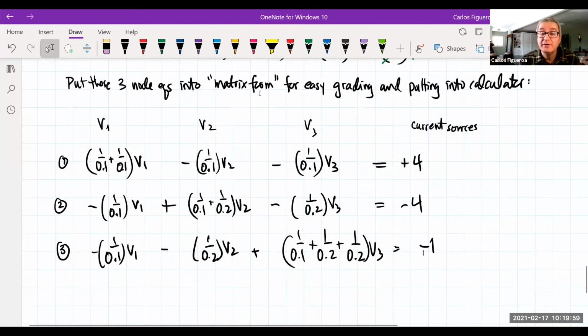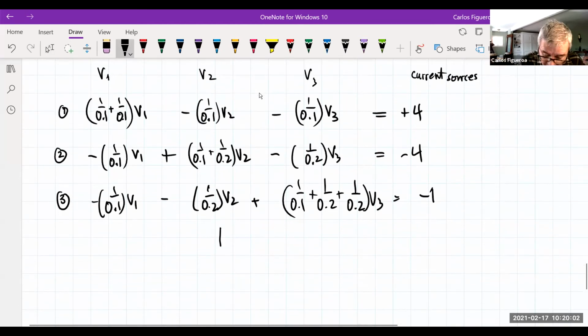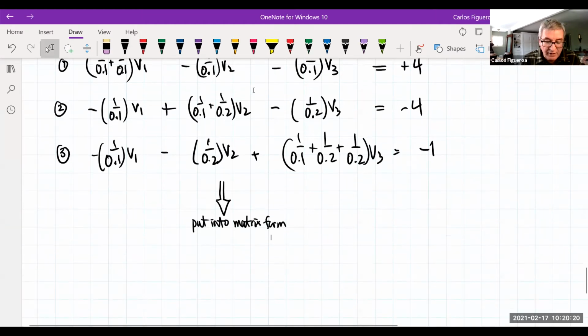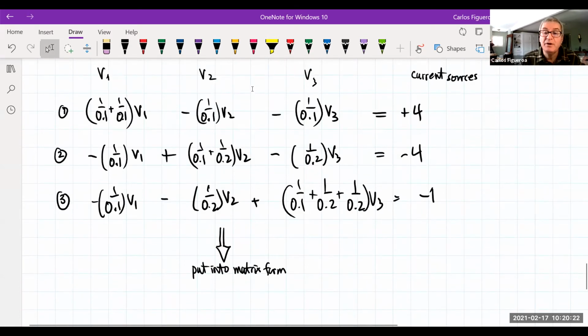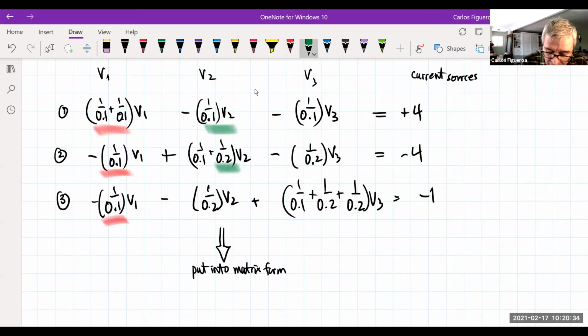And then what I'm going to do next is put it into matrix form. So matrix form essentially says what? I take all the V1s and I put them into a matrix. So look at that. All these terms right here are my V1 terms. These two terms are my V2 terms. All these terms right here are my V3s. So I start writing them down.